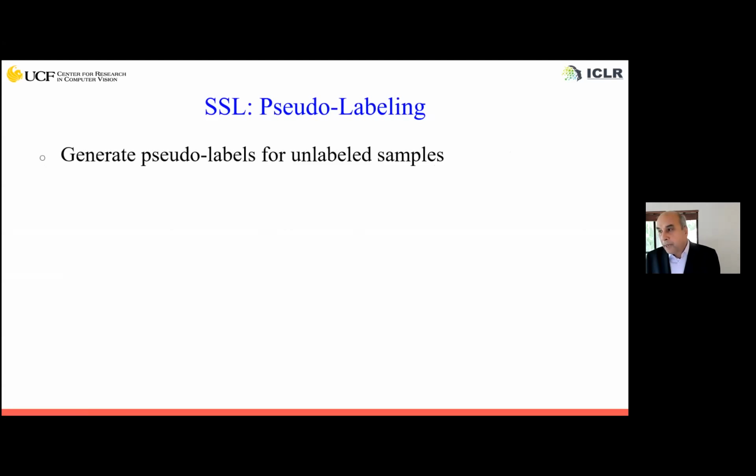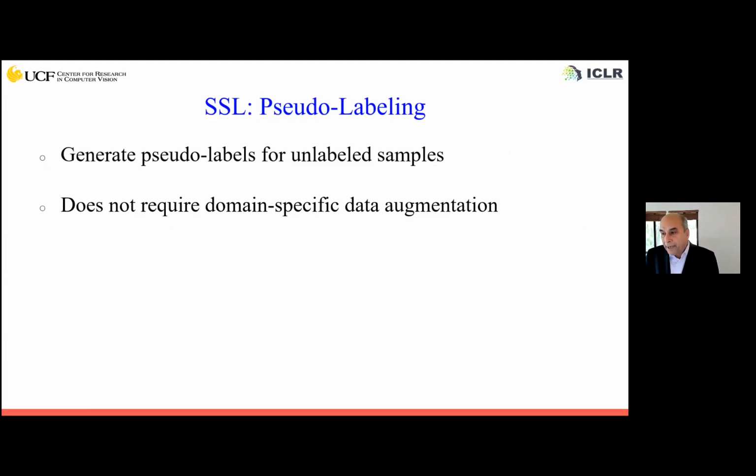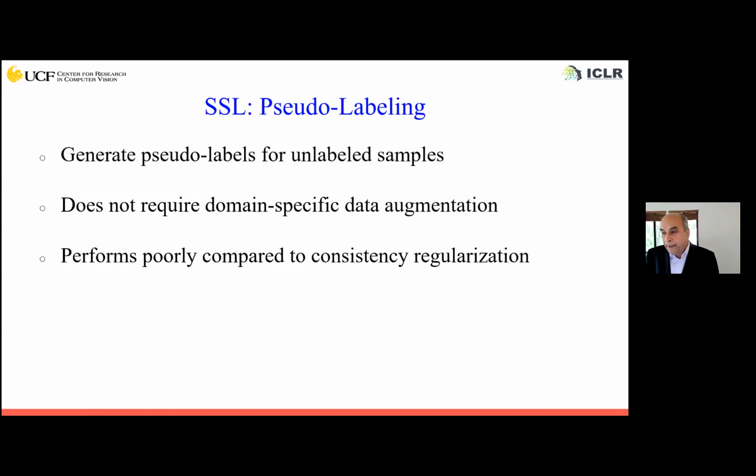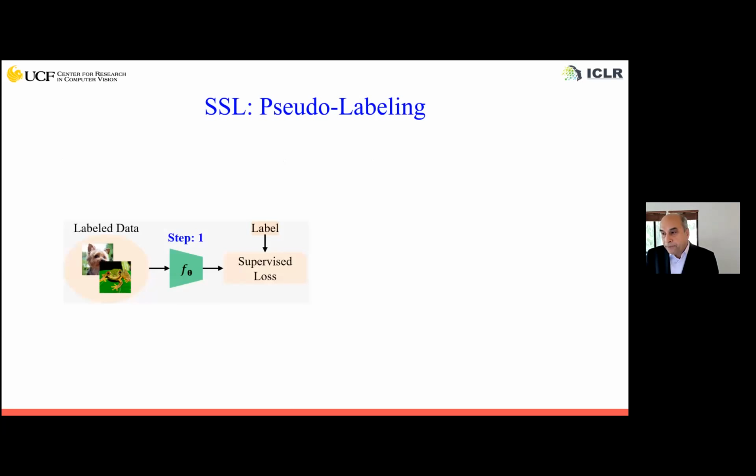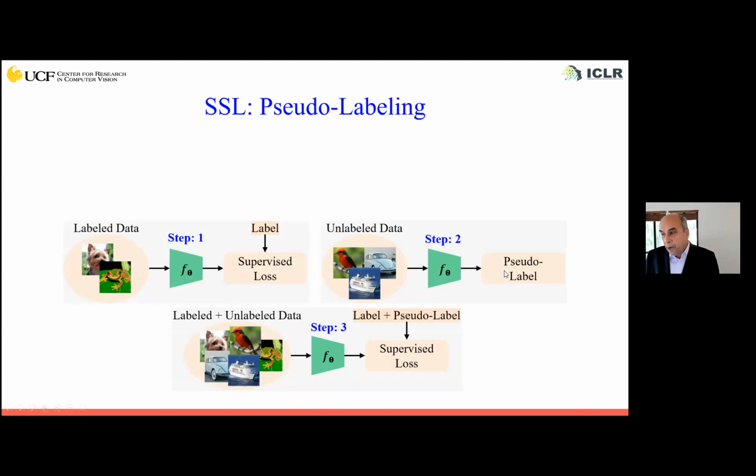Now pseudo-labeling is another approach. It generates pseudo-labels for unlabeled samples, and it does not require any augmentation, but it performs poorly compared to consistency regularization methods. The way it works is that we have labeled data, and we train on the supervised loss using the labeled data. Then we use that trained model to label the unlabeled data, and that's what we call pseudo-labels. Once we have pseudo-labels and the real labels, we combine them and train again, and that is the pseudo-labeling method for semi-supervised learning.